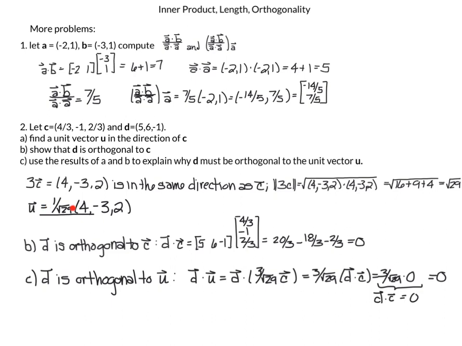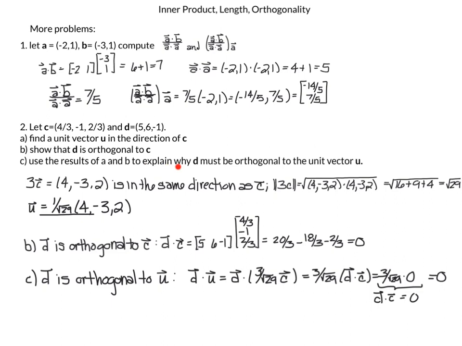We did a similar problem in the video. So next, show that D is orthogonal to C. What we need to do is take the dot product of D with C. So here is D, 5, 6, -1, and then C is our 4/3, -1, 2/3. And you can see the dot product is equal to 0.